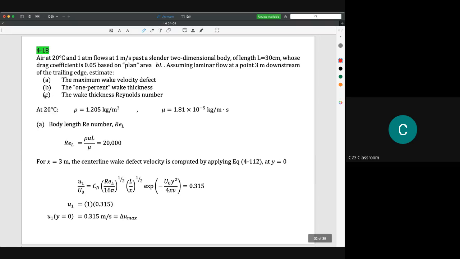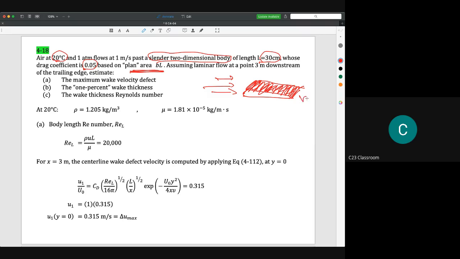Okay, so this is the example. For example, air at 20 degrees Celsius at 1 atm flows at 1 meter per second past a slender two-dimensional body, something like an aerofoil, with a length of 30 centimeters, whose drag coefficient is 0.05 based on plane area BL. So I think you could imagine we have something like this one. We have a flow here, and we base it on the area of B and L. The width is B, and the length here is L.